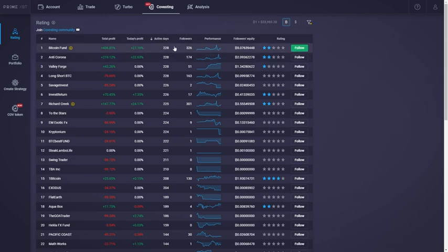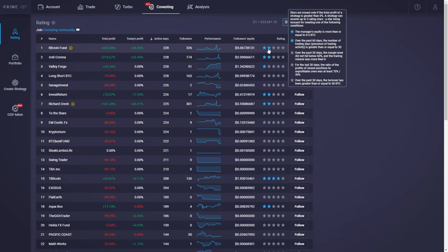So right now we have the active days. Let's say right now this one has 228 days. Total profit, of course, is 436% in 228 days. So right now we already have two metrics that we are paying attention to. We have the proven strategy with 228 days. We have also the total profit with more than 400%. And also the trader has 2 stars right there. If you hover your mouse over those stars, here it will show you what each star means.